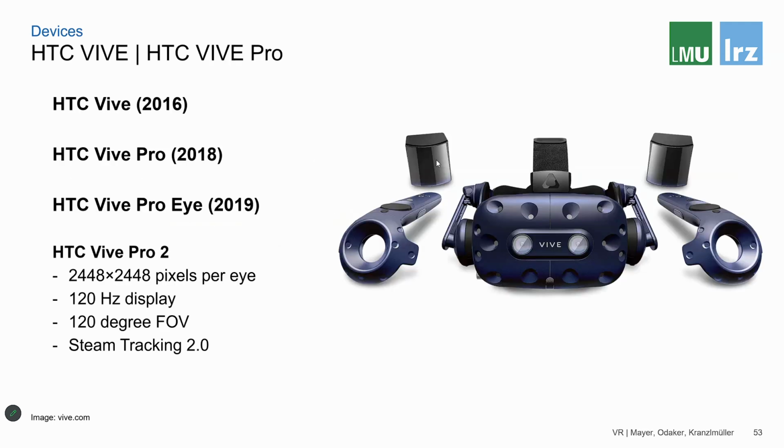The Vive, as I said, was originally released in 2016. 2 years later, the Pro arrived, and then a year later, the Pro Eye, and the Vive Pro 2 is still available to this day. It is their latest release. It has a resolution of 2,448 pixels by 2,448 pixels per eye. Its displays can display up to 120 hertz. And it has a 120-degree FOV, and the Vive Pro, Pro Eye, and Pro 2 actually use SteamVR tracking version 2. So that allows for more than 2 base stations and a larger tracking area.